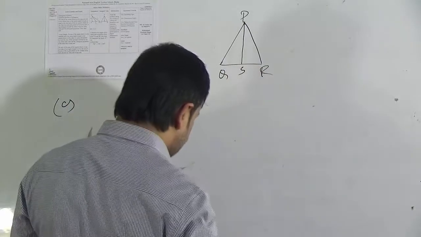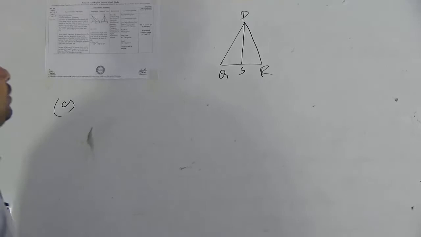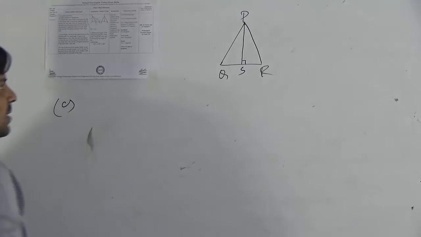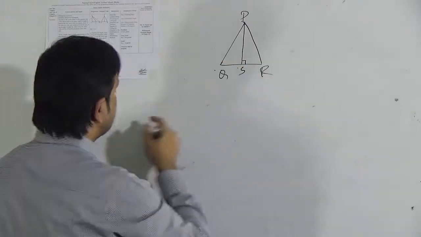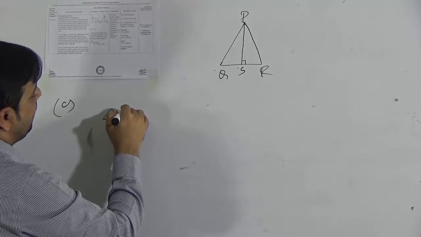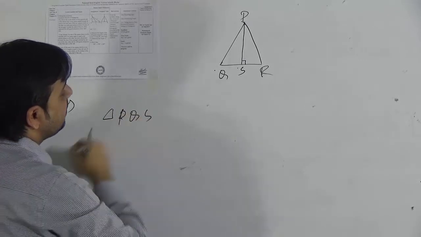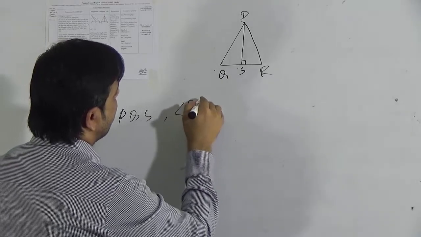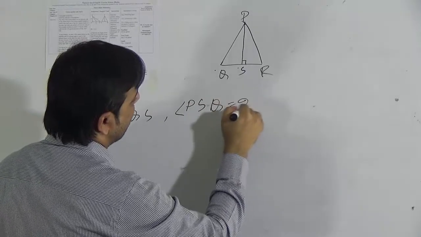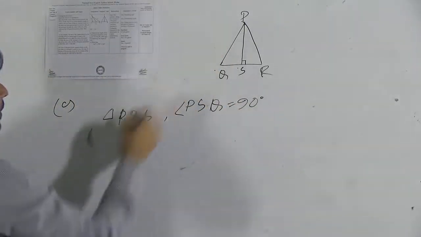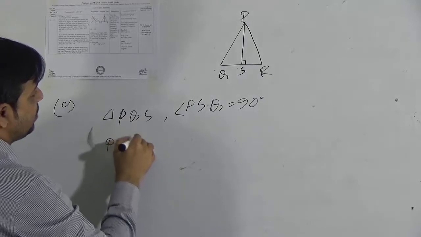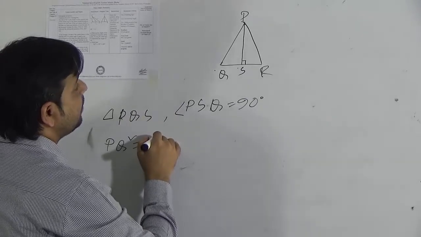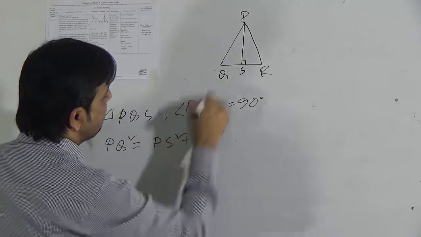Suppose PS is perpendicular to QR. As PS is perpendicular to QR, we can say triangle PQS is a right angle triangle. Here angle PSQ is equal to 90 degrees. So here PQ is the hypotenuse. So we can write PQ square, by the theorem of Pythagoras, equal to PS square plus QS square.